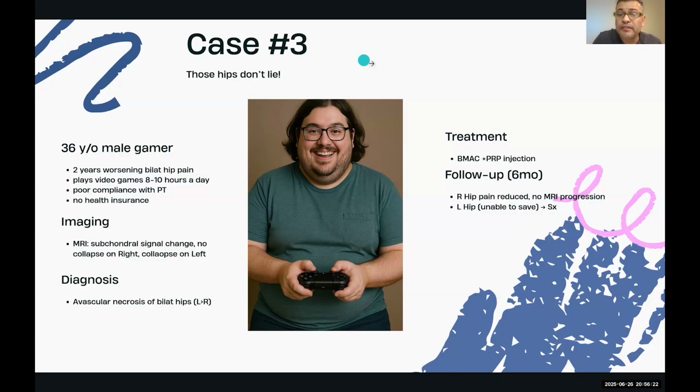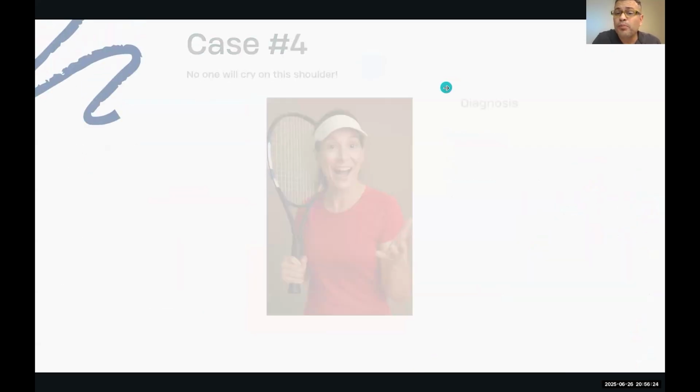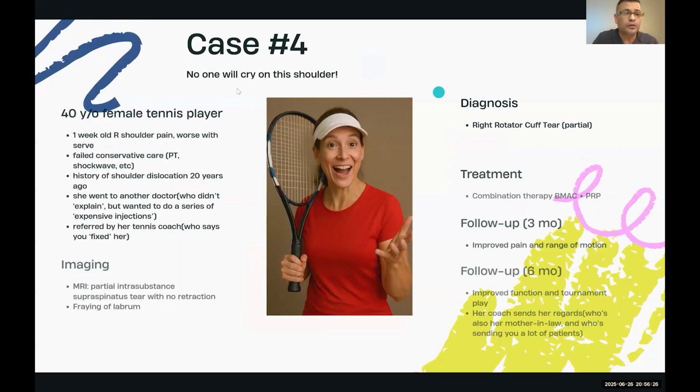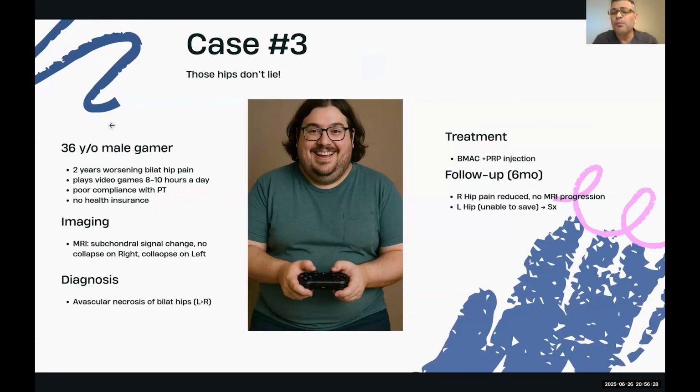Now, what was the treatment for him in that case? We did a bone marrow aspiration stem cells. Oh, sorry, I missed that one. Yeah, bone marrow aspiration stem cells combined with an injection of PRP. And following months, 6 months later, his right hip pain was reduced. There was no progression or difference in the MRI. Unfortunately for him, the left hip, which was collapsed, we weren't able to save it. So that ended up in surgery of one side versus both. But he had that realistic expectation.